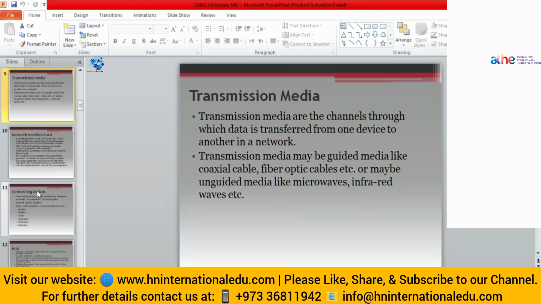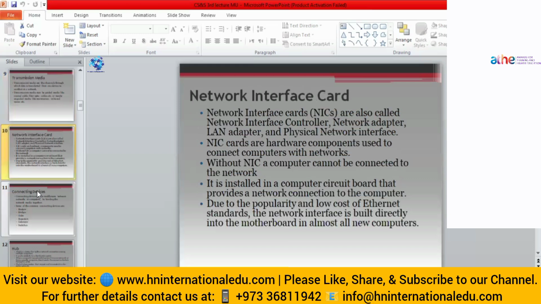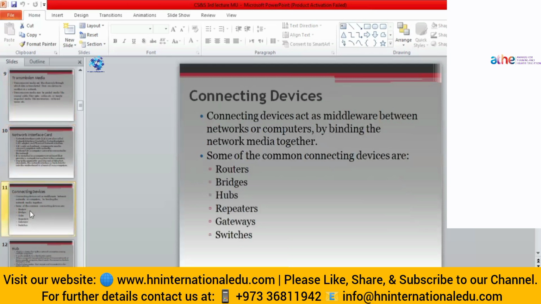That media can be guided media, meaning physical or wired media, and it can be unguided media, using the air as a medium. In transmission media, guided media include coaxial cable and fiber optic cable, and unguided media use different types of signals like microwaves, infrared waves, and other waves to send the data.